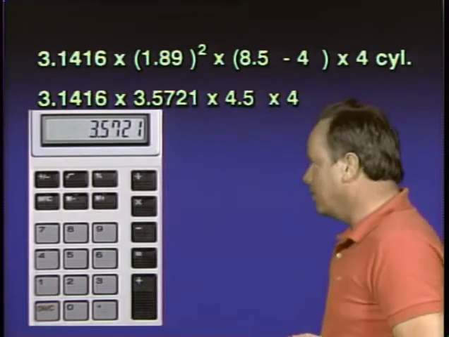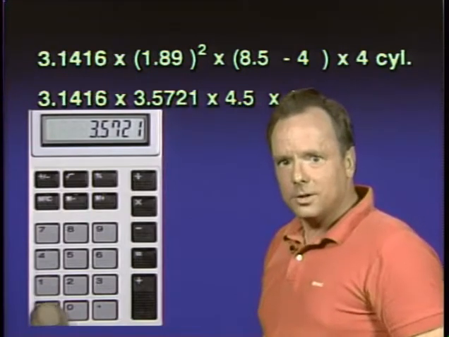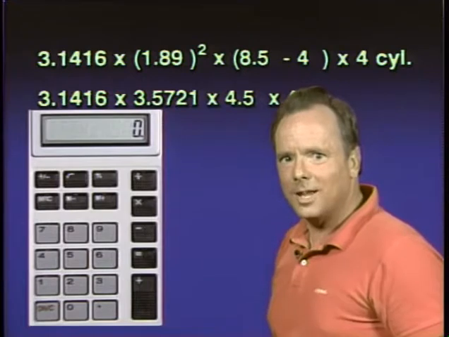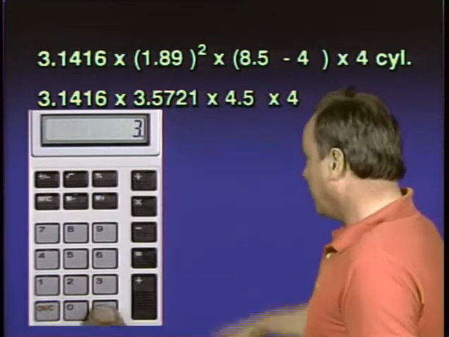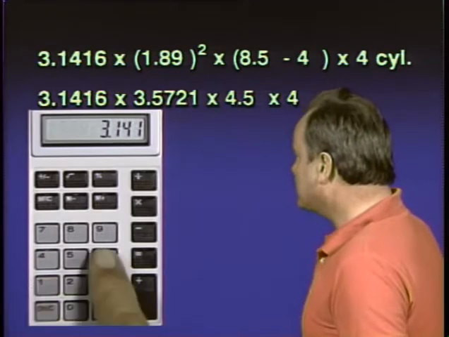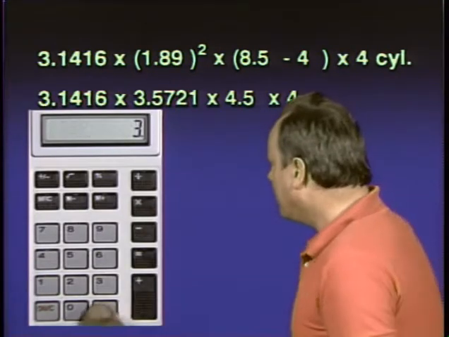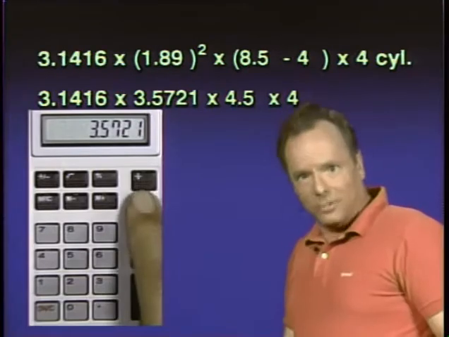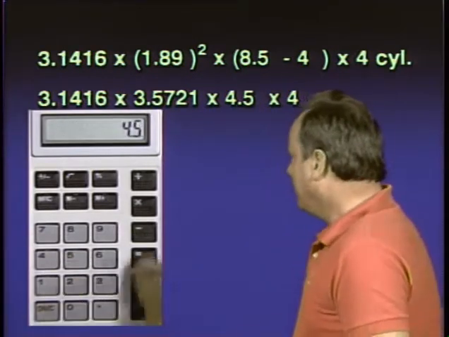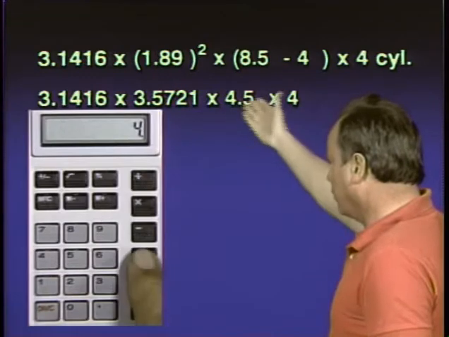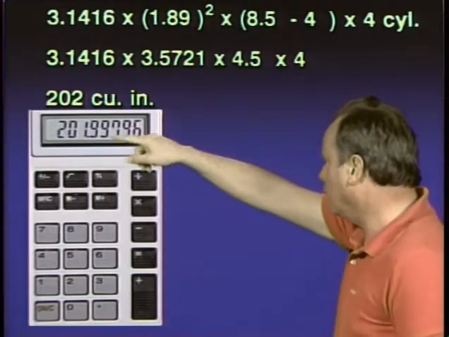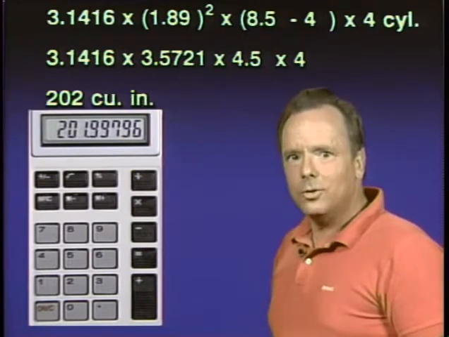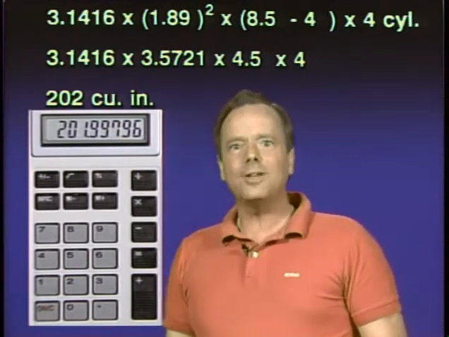And there are 4 cylinders. So we have to multiply all those things together. So let you and I go ahead and multiply all those things together, and we'll figure out the displacement for this entire engine. Okay, let's use the electronic calculator. 3.1416 times 3.5721 times the 4.5 times the number of cylinders. Stroke is 4.5, number of cylinders is 4, and we get a displacement of about 202.99, roughly 203 cubic inches.